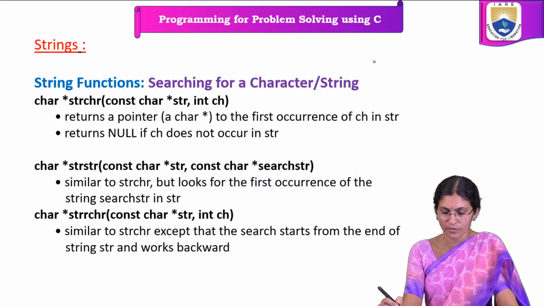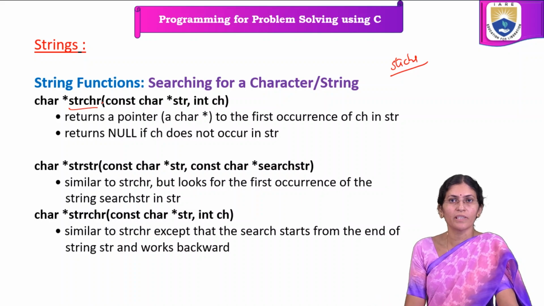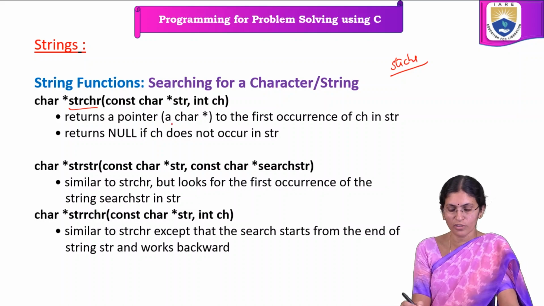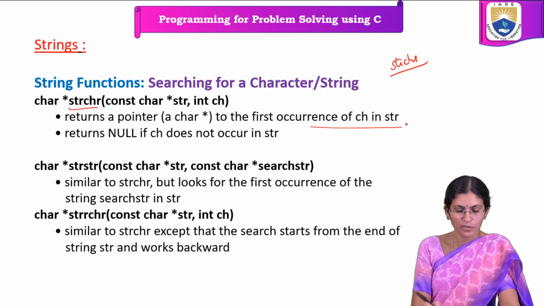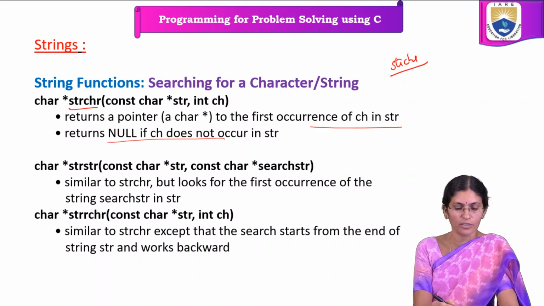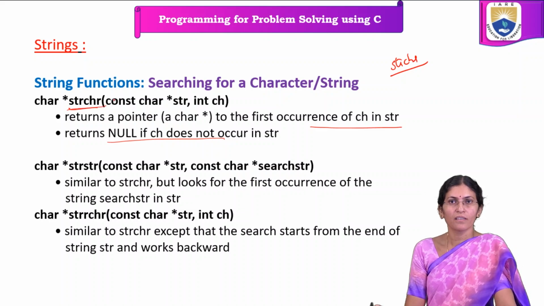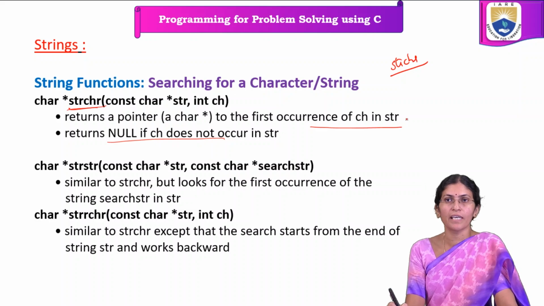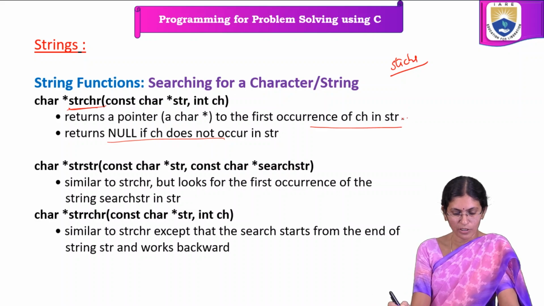Now searching for a character or a string. This is another function, strchr. With the help of this function, you can search for a particular character in a string. It returns a character pointer to the first occurrence of ch in str. It will return null if ch does not occur in str. So in order to find a particular character in a string, we use this function strchr. The return type of this is a character pointer. It will return a null pointer if the character is not found. It will return a character pointer if the character is found in the particular string.